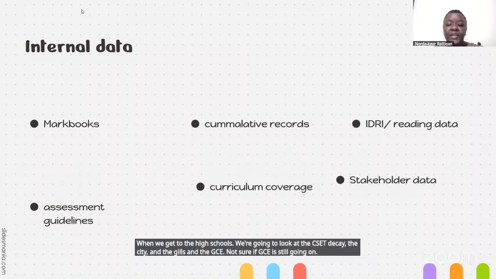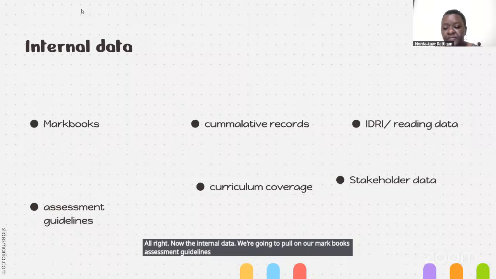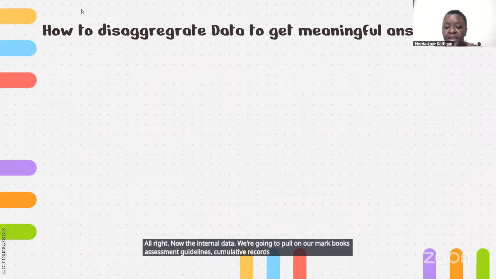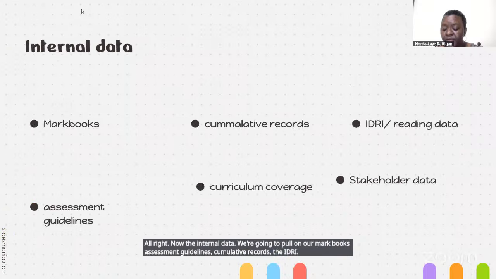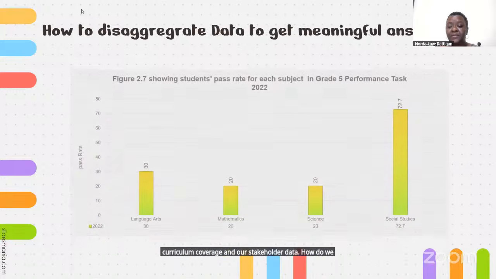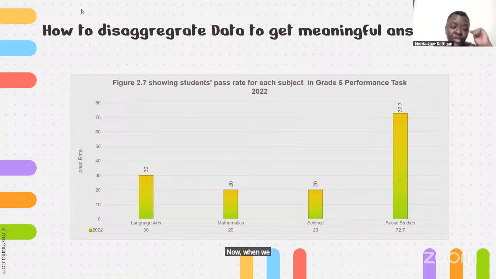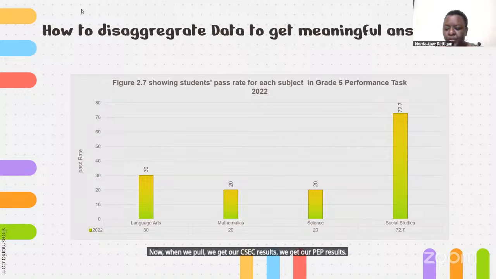All right. Now the internal data. We're going to pull on our mark books, assessment guidelines, cumulative records, the IDRI, the curriculum coverage, and our stakeholder data. How do we disaggregate this data in question 2? Now, when we get our CSEC results, we get our PEP results, they come in bulk, right?